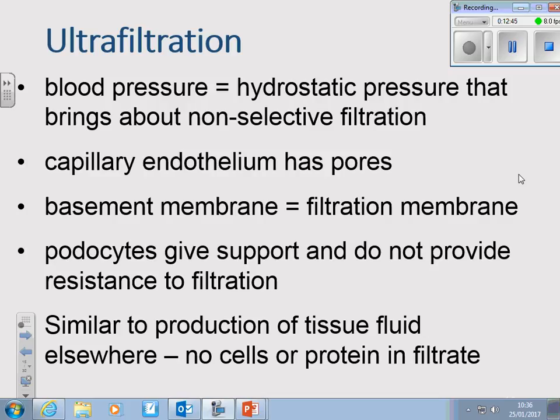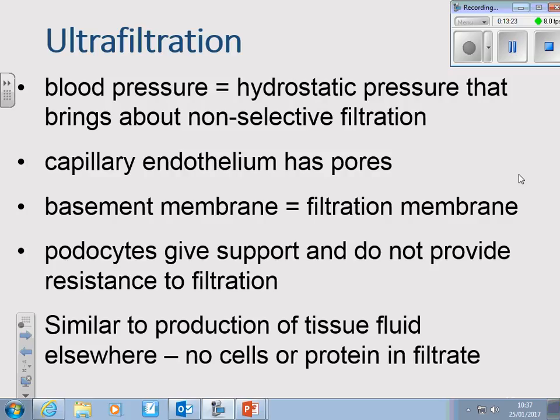So we know that capillary walls are only one cell thick, and there are going to be little gaps between those cells, so you can describe those as pores. So it's possible for materials to pass through the walls of capillaries because they are just these single cells fitting together, and getting molecules moving between them is not difficult. The basement membrane provides a sort of filtration membrane, and these podocytes aren't doing anything particularly. They're just holding everything together. So this huge pressure situation is not going to damage the blood vessels.